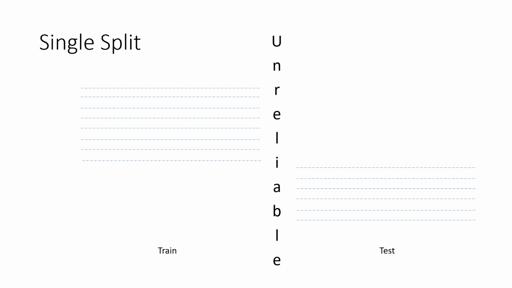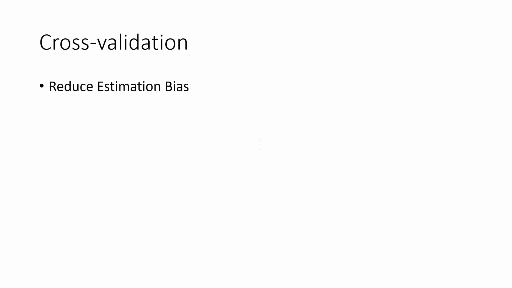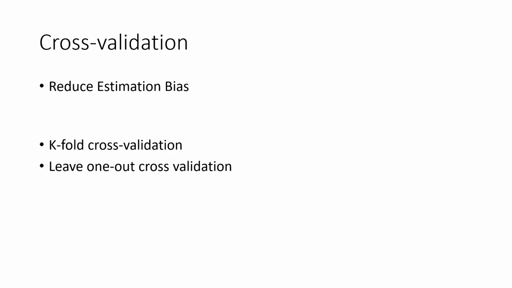So how can we improve that? To do that, we do cross validation. The main purpose of cross validation is to reduce the estimation bias. Whatever errors you want to estimate, you want to build a classifier on different partitions of the data. So in the end, you are able to reduce the bias. Now, there are two major ways of doing cross-validation. One is k-fold cross-validation, and the other one is leave one out cross-validation. And I'll go into both of them in a little bit of detail.